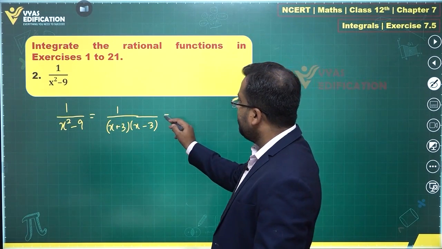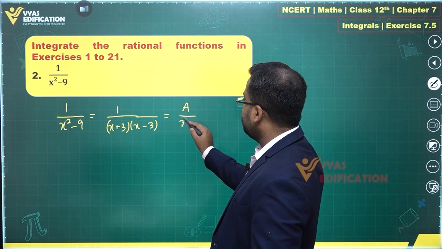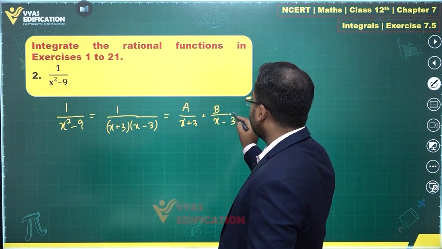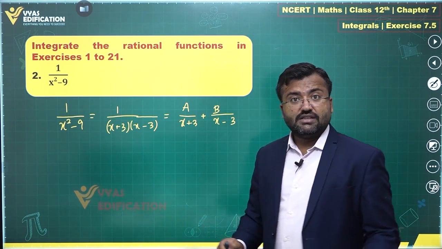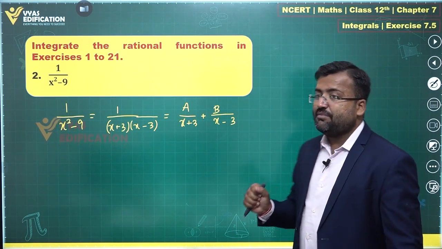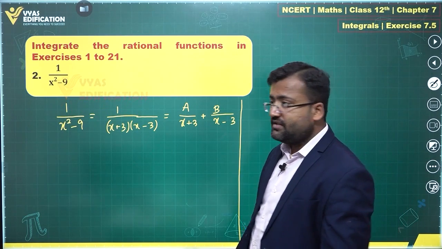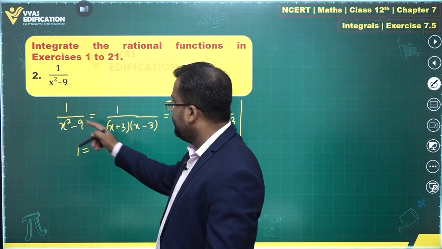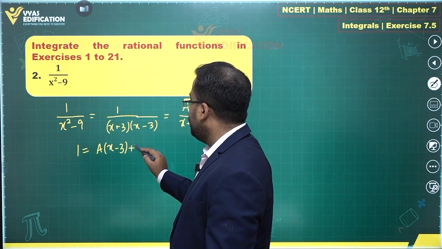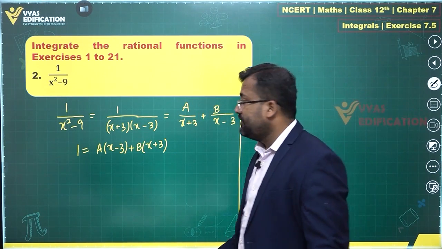And this can further be broken down into two partial fractions, a upon x plus 3 plus b upon x minus 3. This is what you have. Is that okay? Yes, that's okay. What else? What will be the values of a and b from here? So a and b can be found with the help of comparison of numerators. 1 over here in the numerator is equal to a times x minus 3 plus b times x plus 3, as you can clearly observe, right?